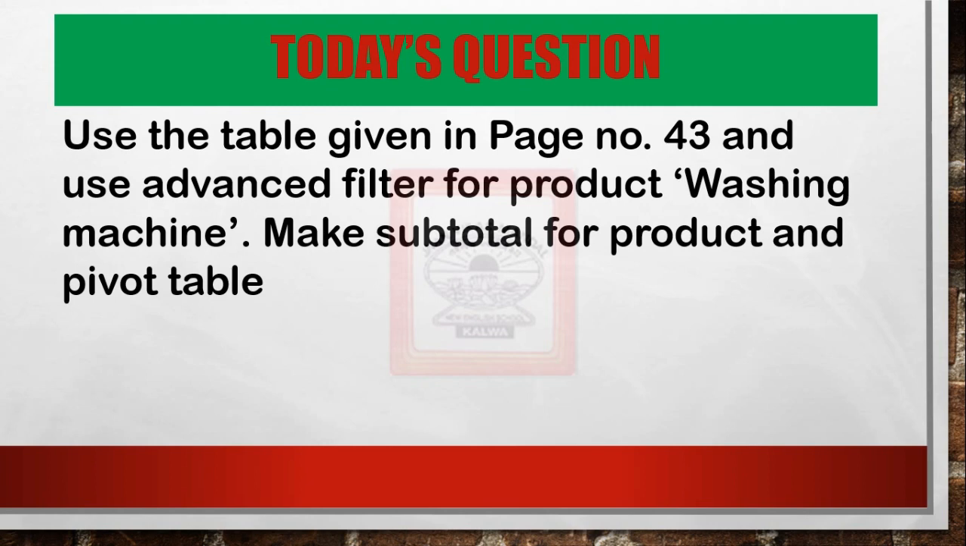The total will be on the numeric quantity, that will be the price, of course, and for that we are going to make one pivot table also. So all these three things we will do: the advanced filter, the subtotal, and the pivot table. So first of all, let's open our Excel sheet.